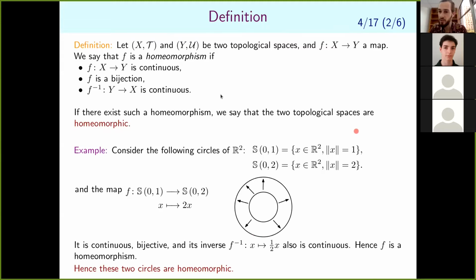So when I say that it is a homeomorphism, I have to check that it is continuous, but this is obvious, that it is bijective, this is also obvious, and its inverse, f to the minus 1, this is x over 2, this is also continuous, right? So I can conclude that f is a homeomorphism and the circles are homeomorphic.